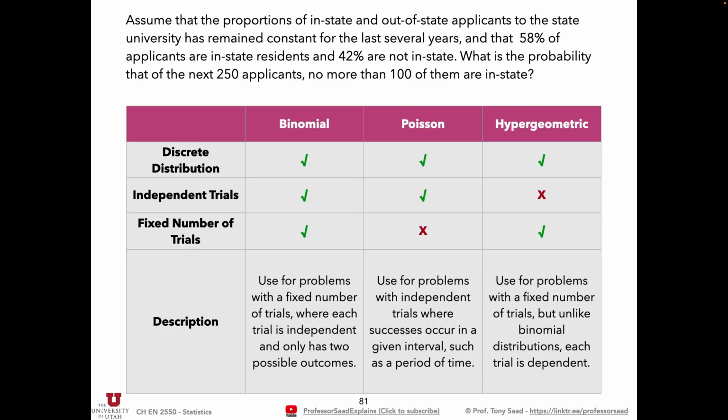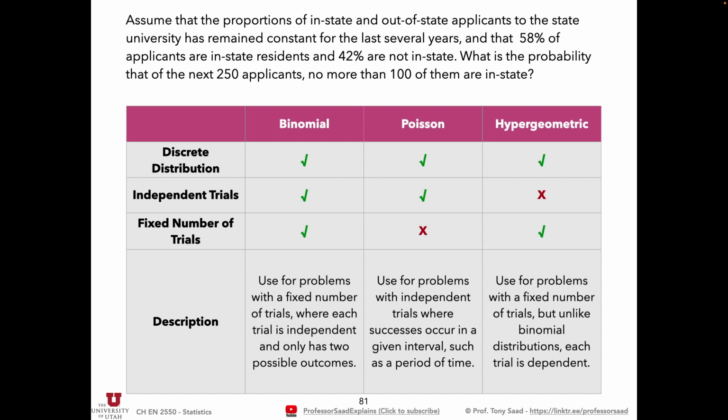Okay. Assume that the proportions of in-state and out-of-state applicants to the U of U has remained constant for the last several years. Okay? So I said years, but it doesn't mean Poisson yet. And that 58% of applicants are in-state and 42% are out of state. What is the probability that of the next 250 applicants, no more than 100 of them are in state? Okay? So I have a fixed number of trials, 250 applicants, right? So that rules out the Poisson distribution, right? Because Poisson doesn't have a fixed number of trials. So we're debating which one of those.